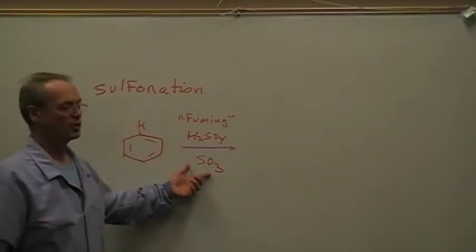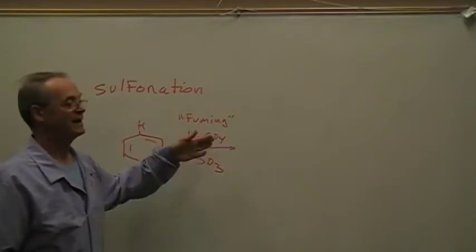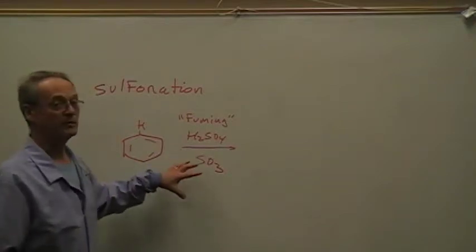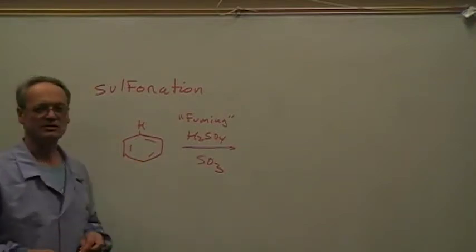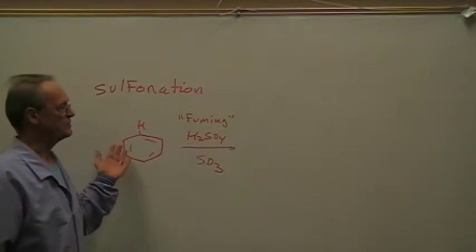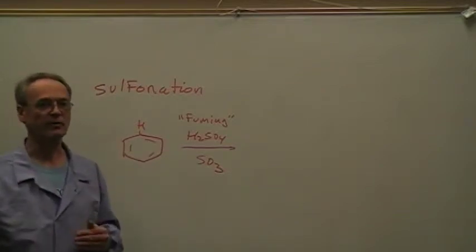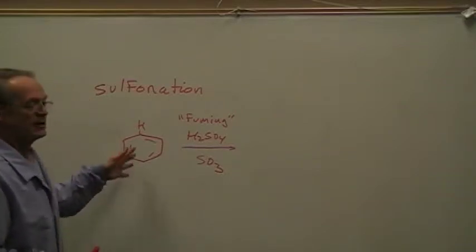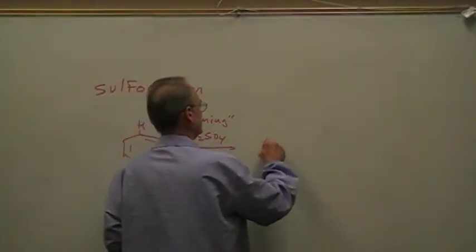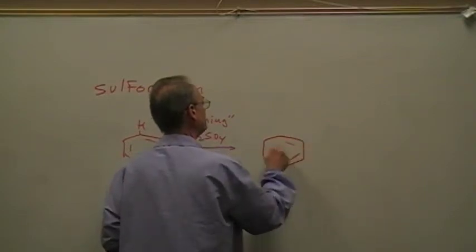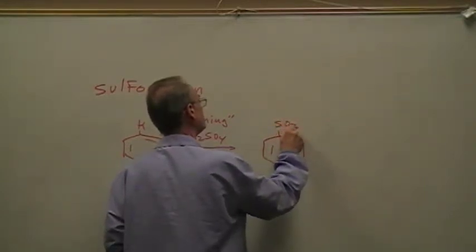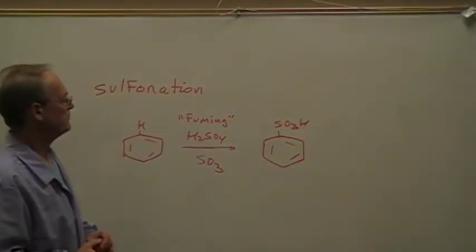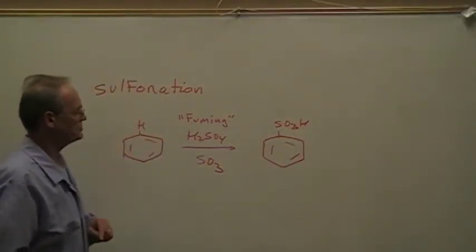Essentially the SO3 absorbs any water that might be in the sulfuric acid and then continues to add more SO3 into the water. So it's an extremely powerful reagent. As you can tell from the ones we've talked about so far, all of these reactions require some very powerful reagents to happen. They don't happen very easily. But the net result of this is that we add a sulfonic acid group. So we end up with benzene sulfonic acid on the benzene ring in place of the hydrogen.